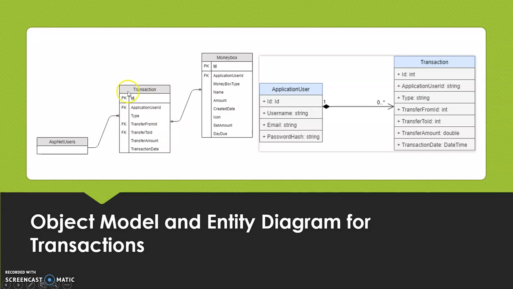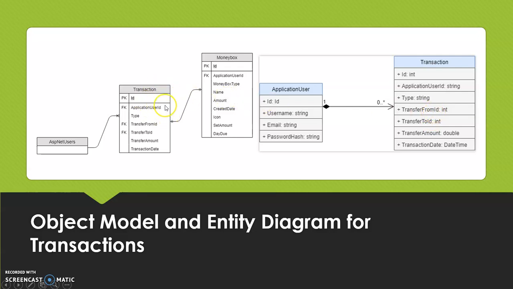As a quick review, here we have our transaction, and on our right, we have our UML diagram. So we have application user can have 0 to many transactions. And for our case, the difference is the type is going to be withdrawal or deposit instead of transfer from our Sprint 2. And transfer from and to ID, one of these is going to be null depending on withdrawal or deposit.